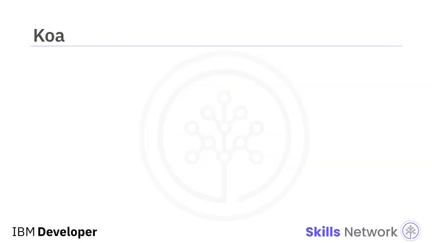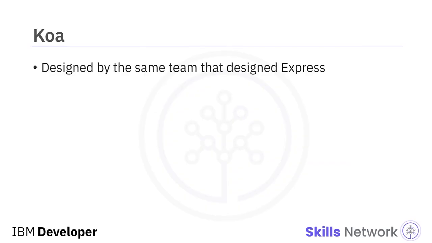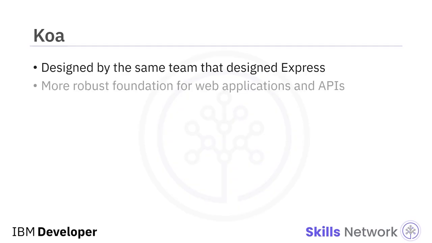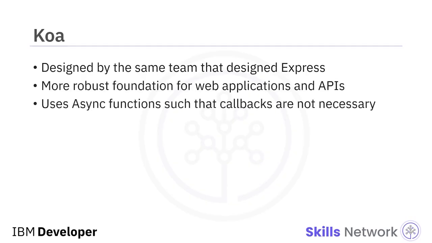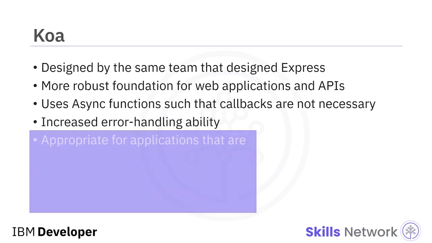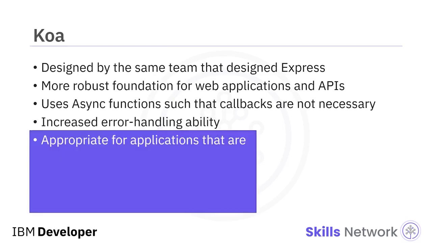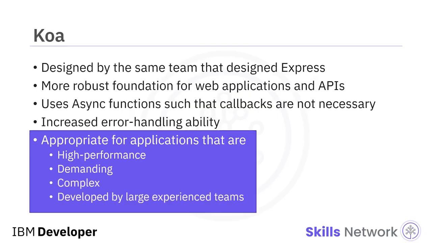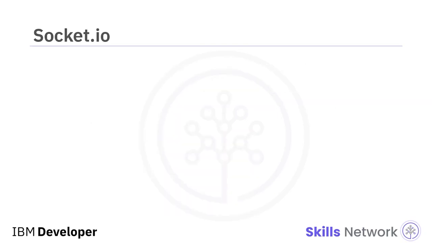Koa is a relatively new web framework designed by the same team who designed Express. It is designed to be smaller, more expressive, and provide a more robust foundation for web applications and APIs. Koa uses async functions in such a way that callbacks are not necessary, and it increases the ability to handle errors. Koa is appropriate for applications that are high-performing, demanding, complex, and developed by large, experienced teams.